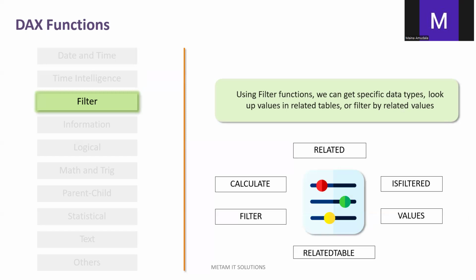The next one is filter functions. We can get specific data by using the values in related tables, like FILTER, RELATED, ALL, VALUES, RELATEDTABLE, and CALCULATE. These are the different types of filtering functions using related tables or filters.